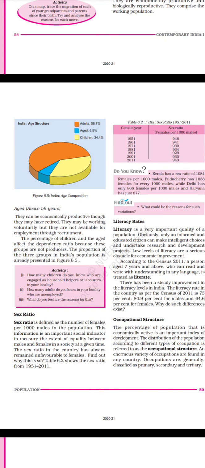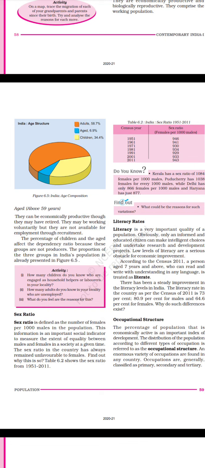Do you know Kerala has a sex ratio of 1084 females per 1000 males? Puducherry has 1038 females for every 1000 males. While Delhi has only 866 females per 1000 males and Haryana has just 877. What could be the reason for such variations?